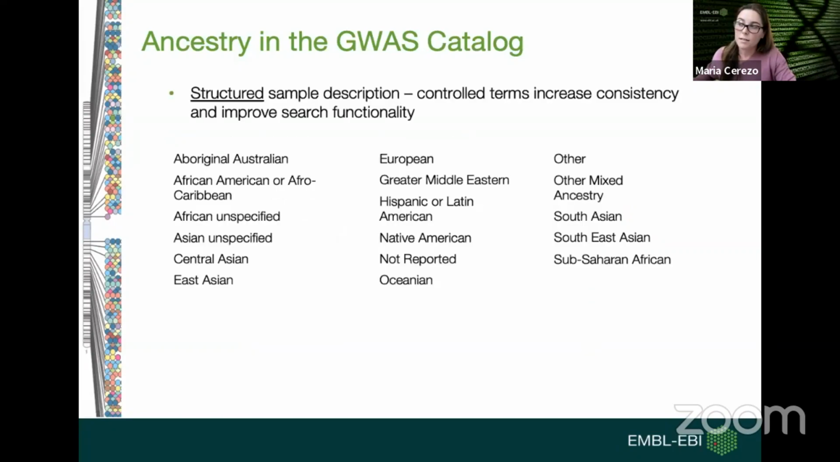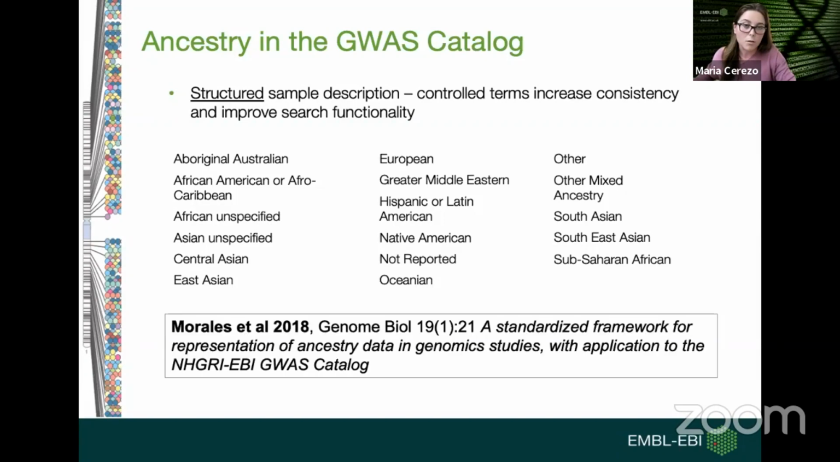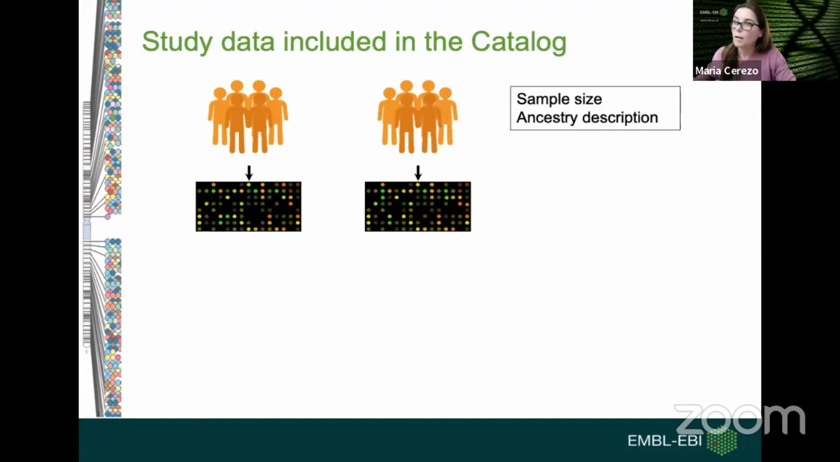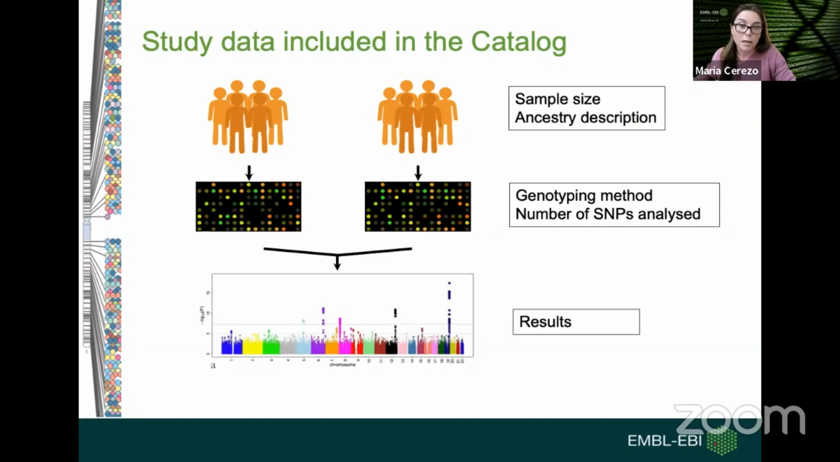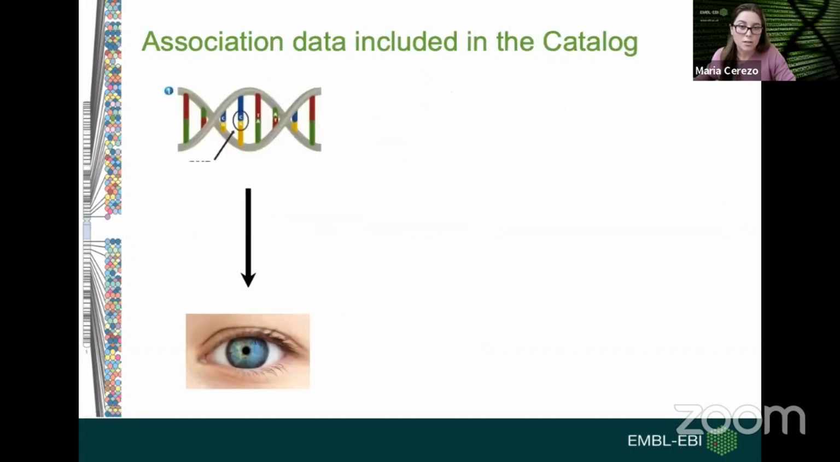The broad ancestries we have are these ones, and if you are interested in knowing more about this part of the catalog, we published a paper in 2018 about this ancestry framework and all the details about how we do it. More data that we include in the catalog is linked to the genotyping method and also the number of SNPs analyzed in the study. And finally, we include the association results.